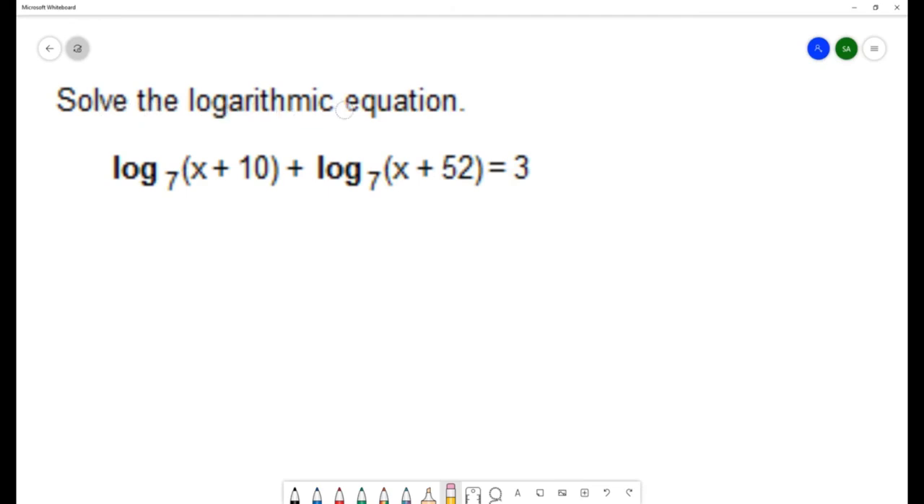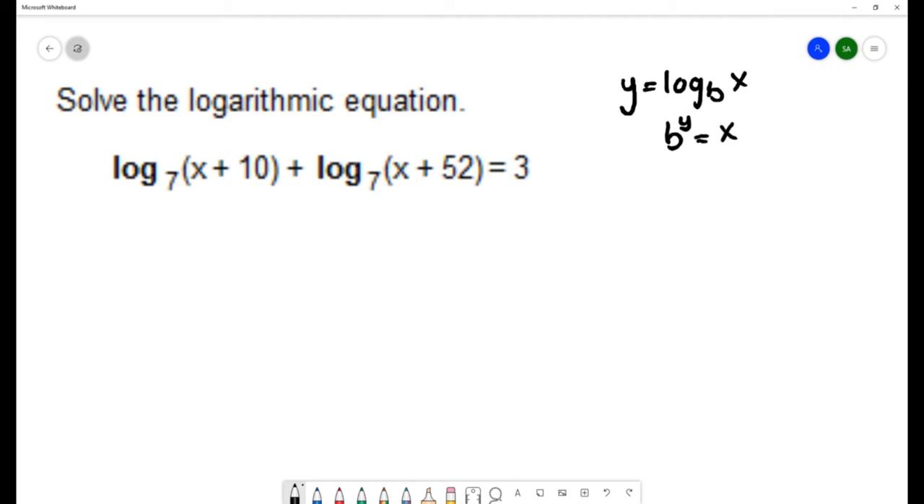We want to solve the logarithmic equation log base 7 of x plus 10 plus log base 7 of x plus 52 equals 3. So on this example, I notice that I have log only on one side of the equation. So I'm going to use the method of converting y equals log base b of x. So that's our log equation, and we're going to write that as an exponential: b to the y equals x.